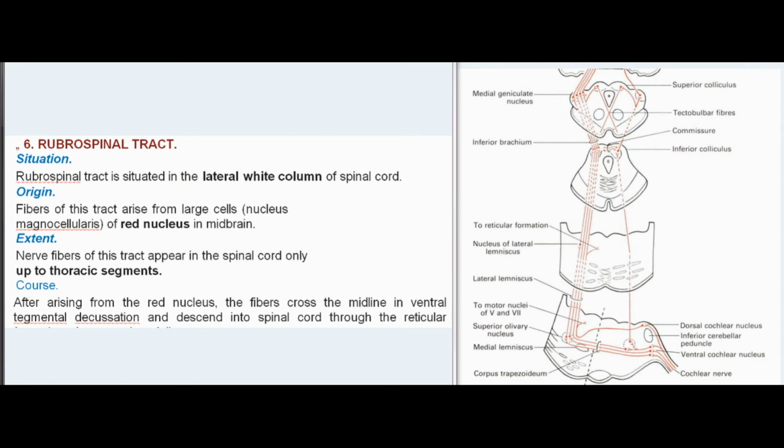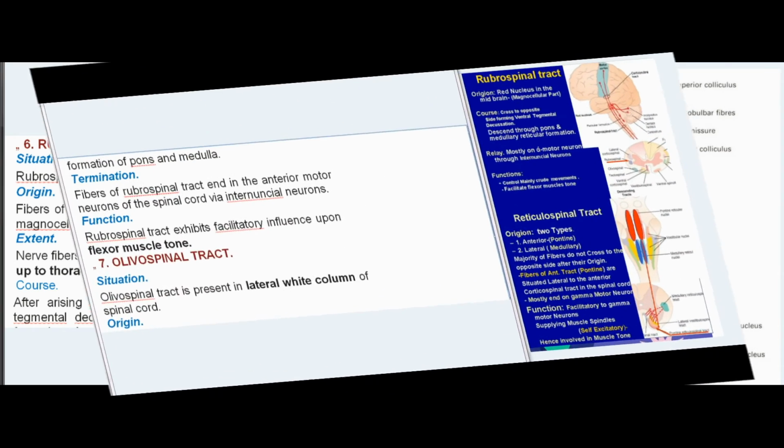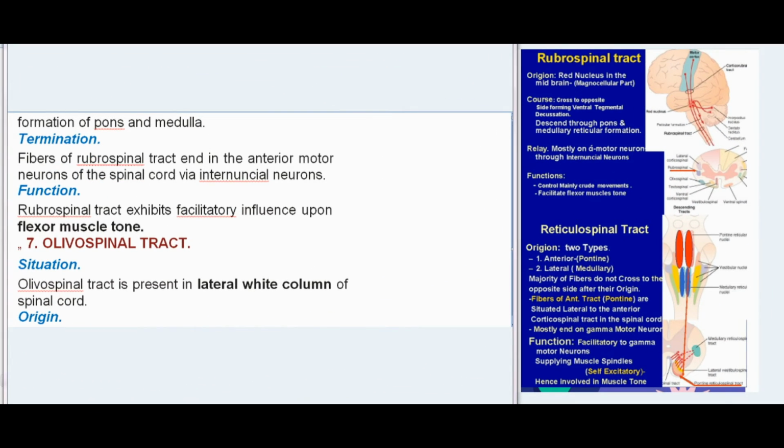6. Rubrospinal tract. Situation. Rubrospinal tract is situated in the lateral white column of spinal cord. Origin. Fibers of this tract arise from large cells, nucleus magnocellularis, of red nucleus in midbrain. Extent. Nerve fibers of this tract appear in the spinal cord only up to thoracic segments. Course. After arising from the red nucleus, the fibers cross the midline in ventral tegmental decussation and descend into spinal cord through the reticular formation of pons and medulla.